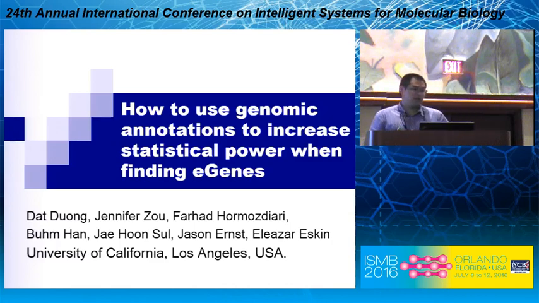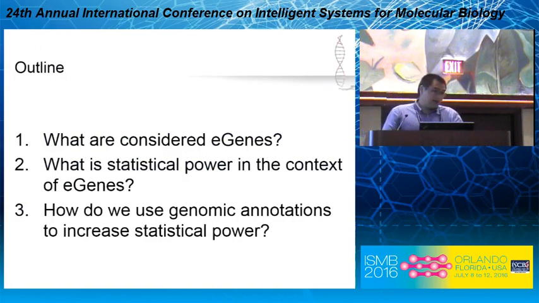Today I will present a method that shows you how to use genomic annotation to increase statistical power when finding eGenes. This is the outline of the talk. There are three parts. First, I will explain what are considered to be eGenes, and then what I mean by statistical power in the context of eGenes. And lastly, I will explain how we can use genomic annotation to increase statistical power.